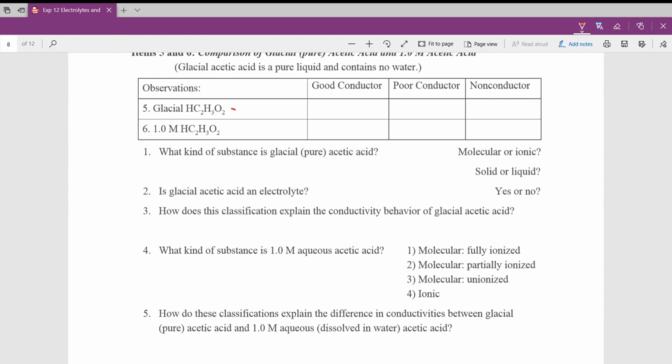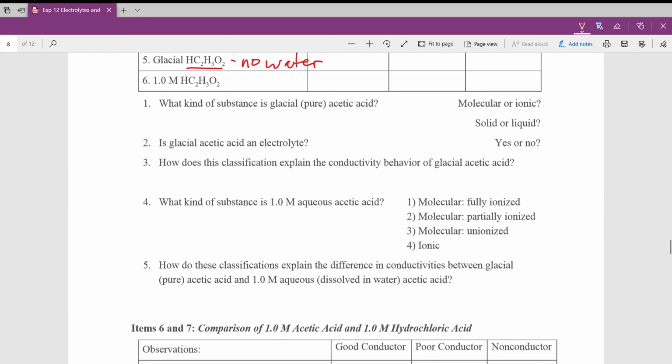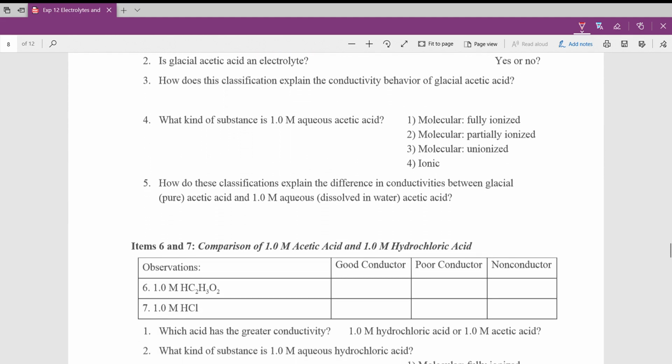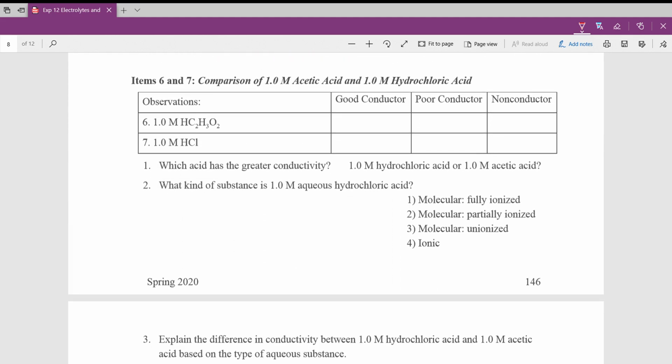Okay, glacial acetic acid. There's no water in glacial acetic acid. Absolutely no water. It is 100% pure acetic acid, a molecular compound. Okay. The 1 molar means there is water. It's dissolved in water. So just go through and answer the questions. There's a couple more things I wanted to point out.